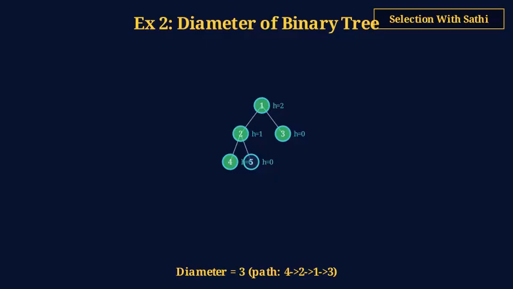Node 2, left height 0 from 4, right height 1 from 5. Diameter through 2 is 0 plus 1 plus 2 equals 3. Height of 2 is 2. Node 7, height 0. Node 3, right height 0. Height of 3 is 1. Root 1, left height 2, right height 1. Diameter through root is 2 plus 1 plus 2 equals 5. Global max is 5. The longest path is 8, 5, 2, 1, 3, 7.